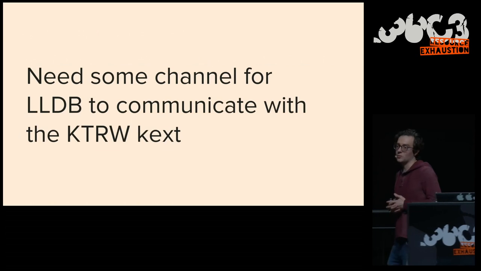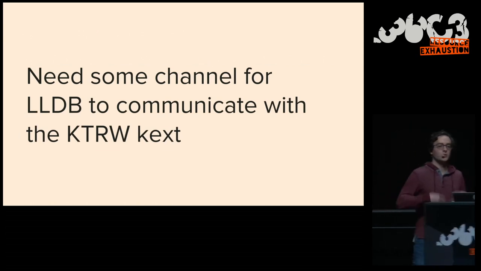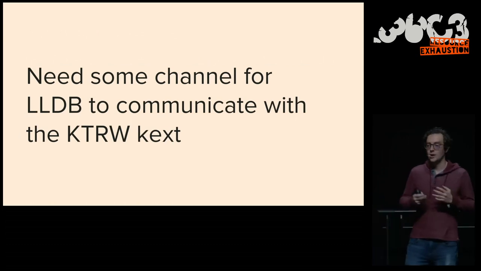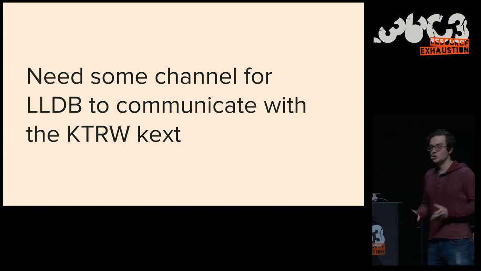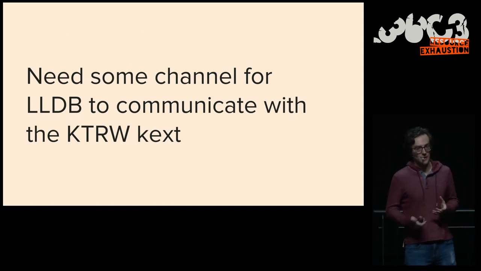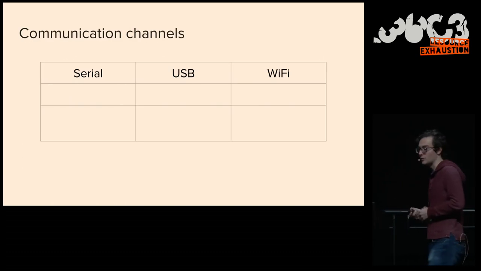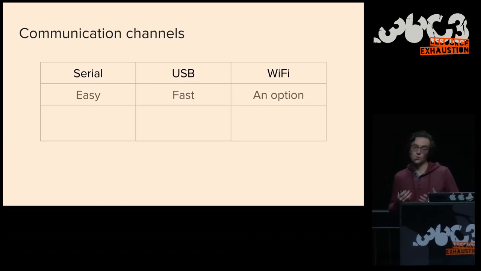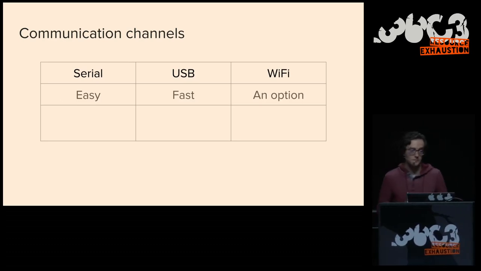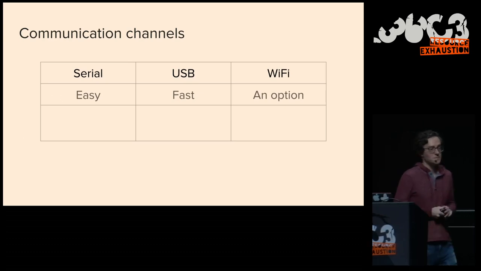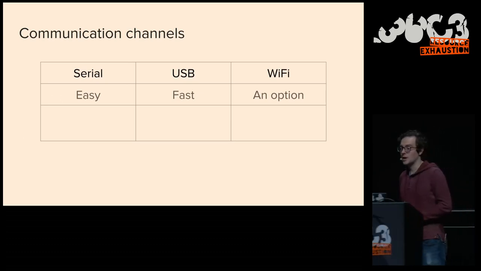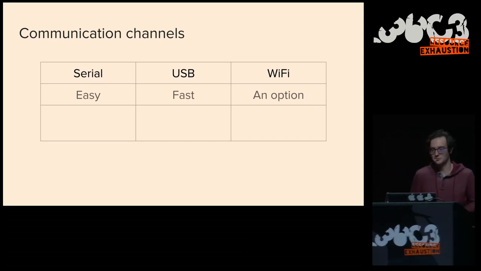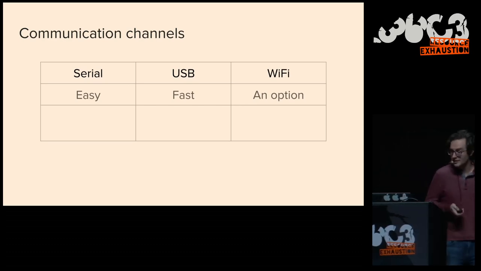So now we're at the point where we have a kext running in the kernel. We seem to be able to halt and resume CPU cores, but we need some way for LLDB running on your laptop to communicate with the debugger running in your iPhone's kernel. I considered a number of different options, each with various advantages and disadvantages. Serial is really, really nice because it's incredibly simple to implement. USB I liked because it would be really, really fast. Wi-Fi I kind of just threw in there in case the other two didn't work. There wasn't any really compelling reason to implement a debugger over Wi-Fi.